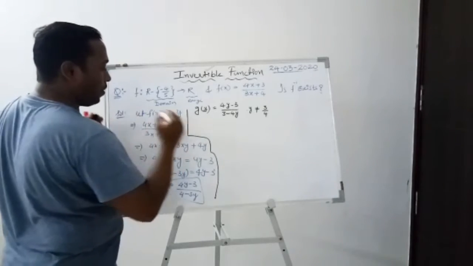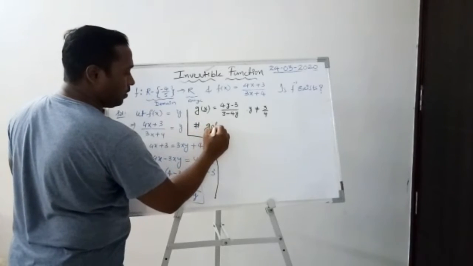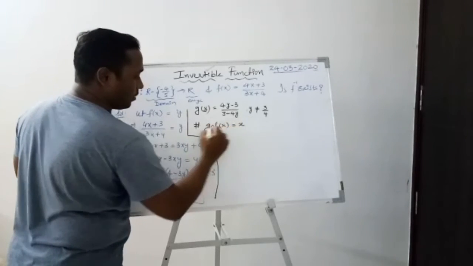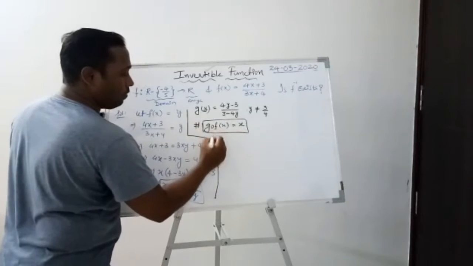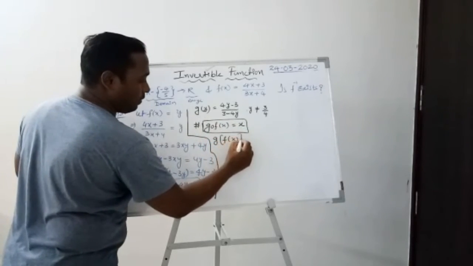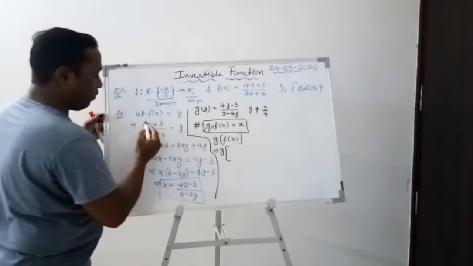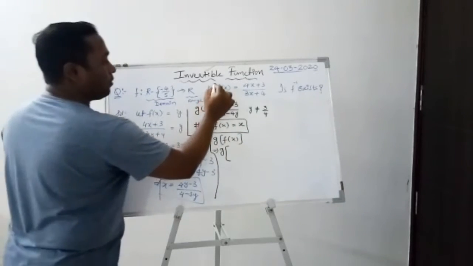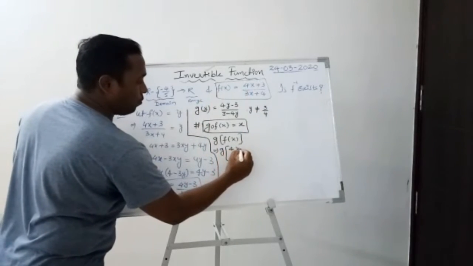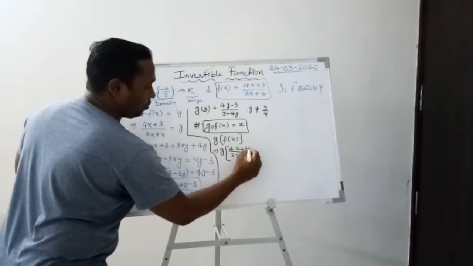So what is the first test we are going to take as gof? g circle f of x must be equal to x. So to test this, first we'll take the gof: g of f of x, left hand side. And what is f of x we have? f of x is this, so hence we are substituting this value (4x plus 3) upon (3x plus 4).